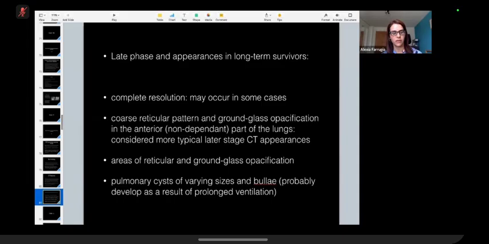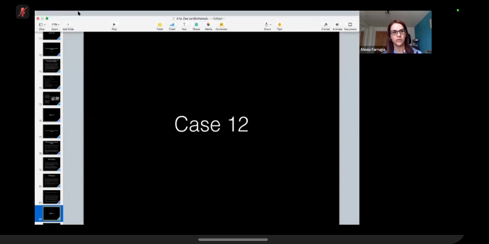So this is a very severe insult to the lung with a high mortality. So quite poor prognosis there, with a mortality of about 50%.